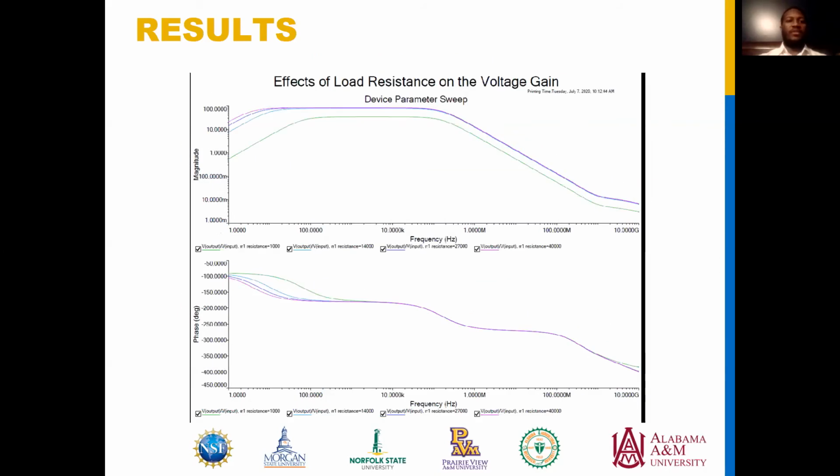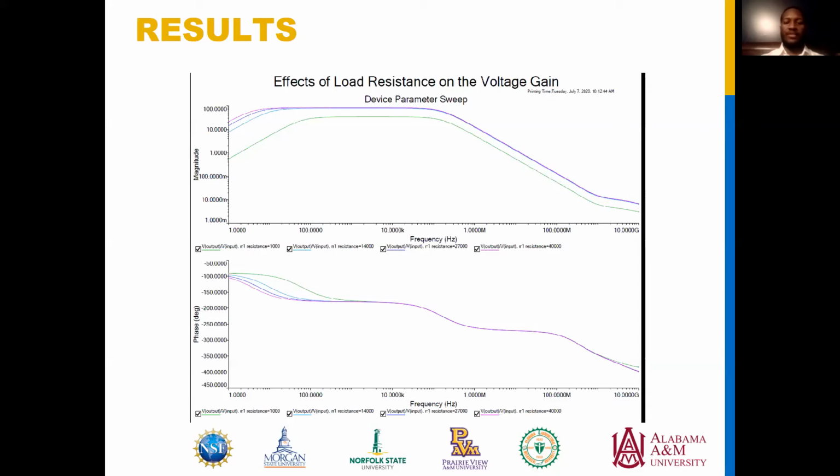In these graphs are the effect of load resistance on the voltage gain device parameter suite. The x-axis is still frequency, and on the y-axis is magnitude. The magnitude will start at 10, then it will increase when the frequency increases. Then the magnitude will level out when the frequency keeps increasing until it hits 1 megahertz, then it will decrease automatically until the magnitude is at 10.